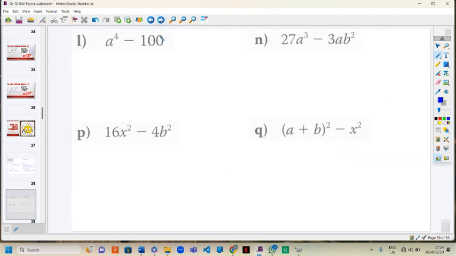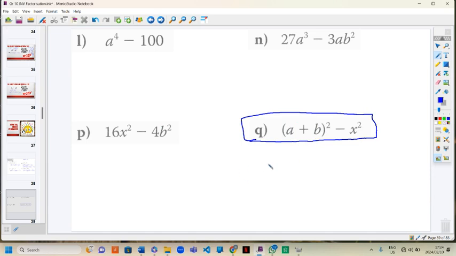Let's keep going. I want you guys to do these, but first I just want to go through this one, because it's looking a little bit different to the rest of them. Over here I've got a bracket.